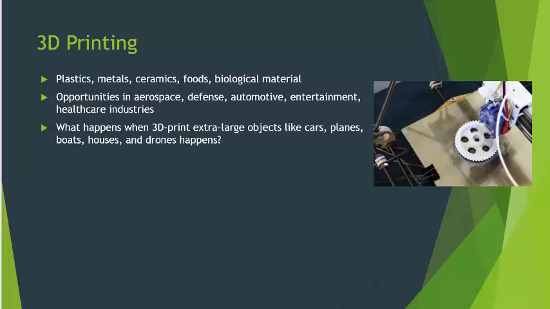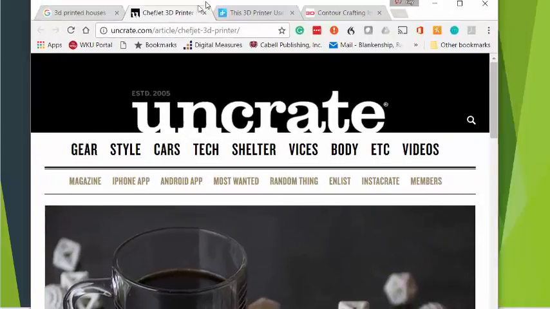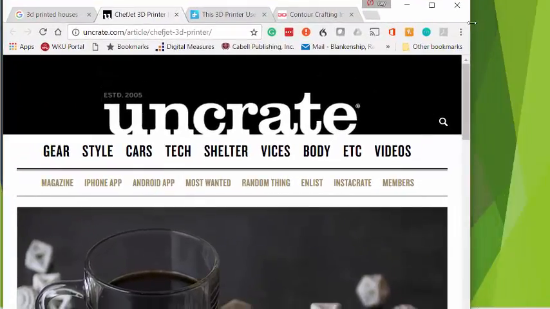So here are some examples of 3D printing. You have ChefJet that produces little customized desserts. You can do living cells, whether again it's organs, bones, heart valves, skin. You even have some house buildings that are all done with 3D printing. So I'll go ahead and show you what those links are so you can actually see them.